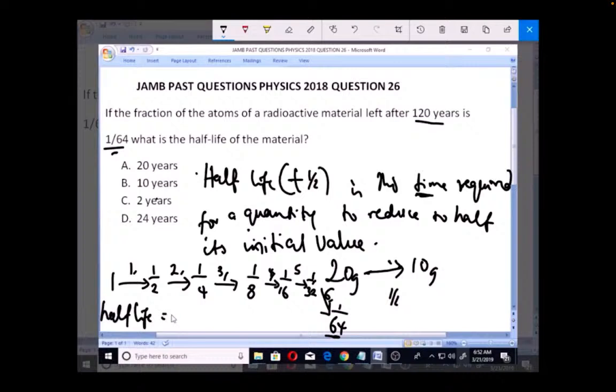So now, having that, you can see that half-life is equal to the total time all over the stages, that is the number of movements taken. The total time is 120 years, all over number of stages, which is 6. 120 over 6 will give us 20. So the answer is 20 years. And that is how you solve these. Thank you.